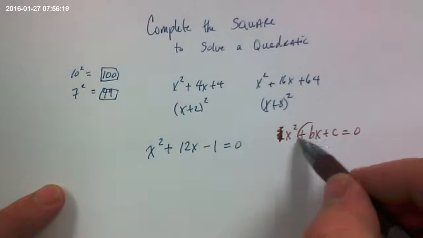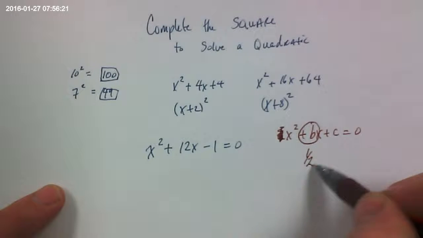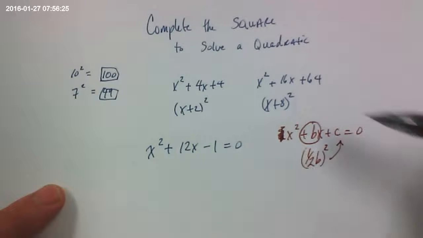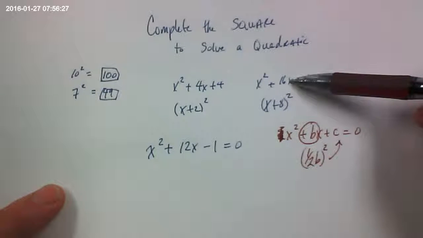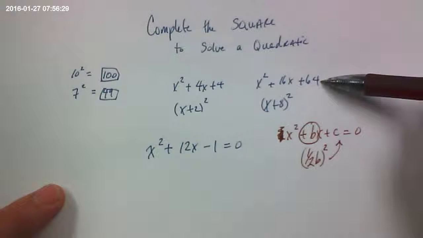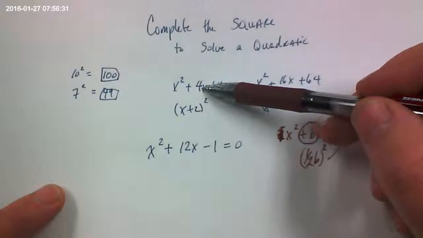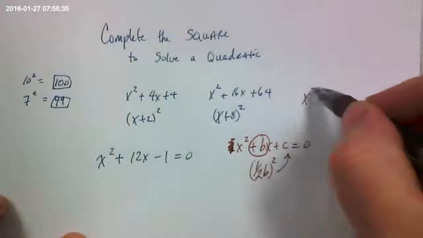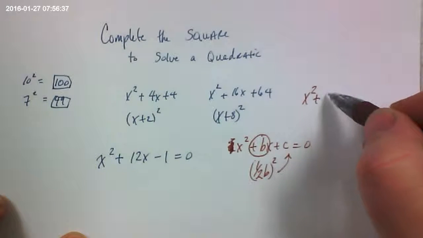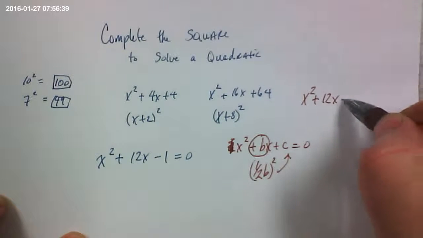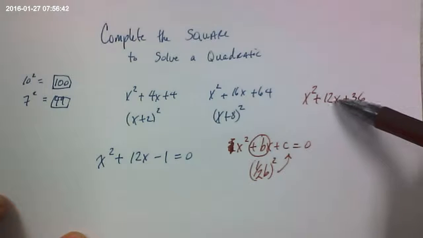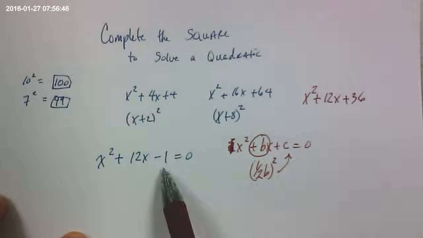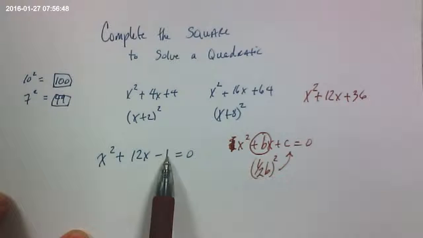The way it works, every single time, is you take half of b and you square it, and that's what c needs to be. So like right here, half of 16 is 8, 8 squared is 64. That's how I know it's a perfect square. Half of 4 is 2, 2 squared is 4. One more example: half of 12 is 6, 6 squared is 36. And this is very similar to the one we're working with right here. I need this to be a 36.